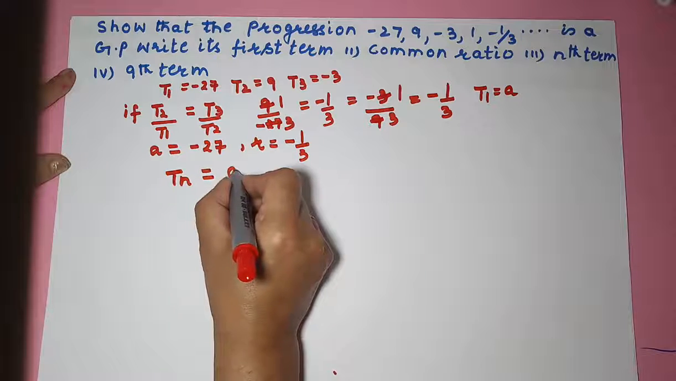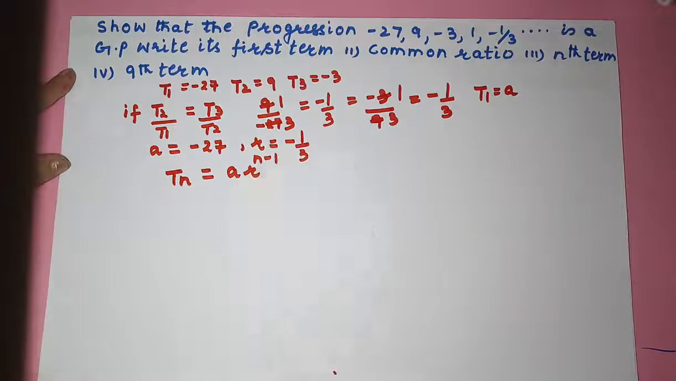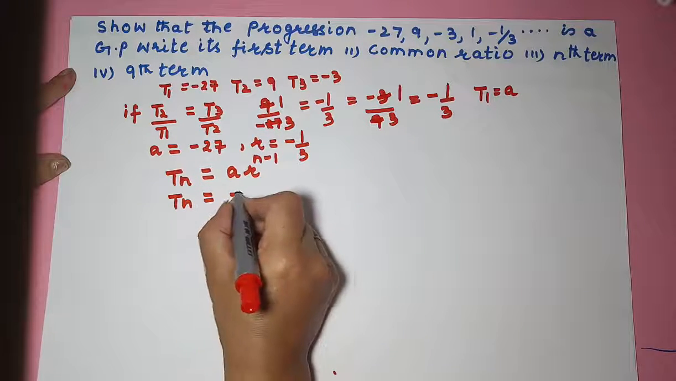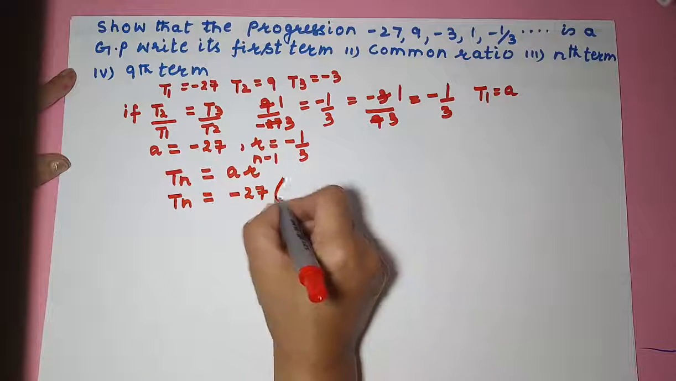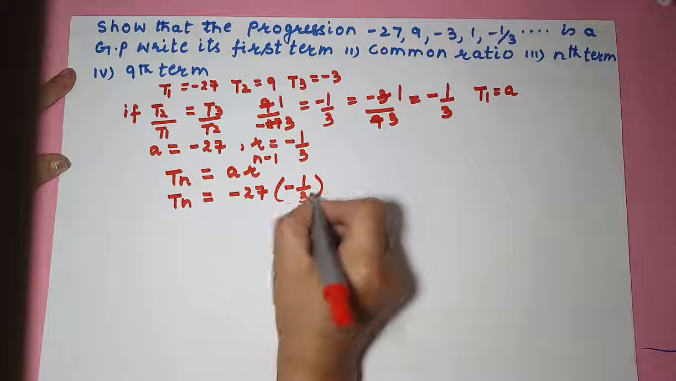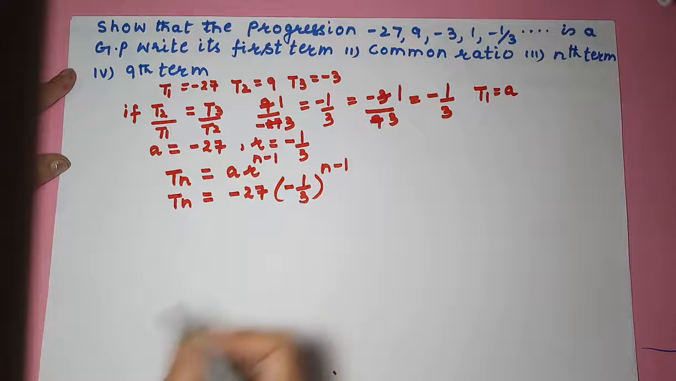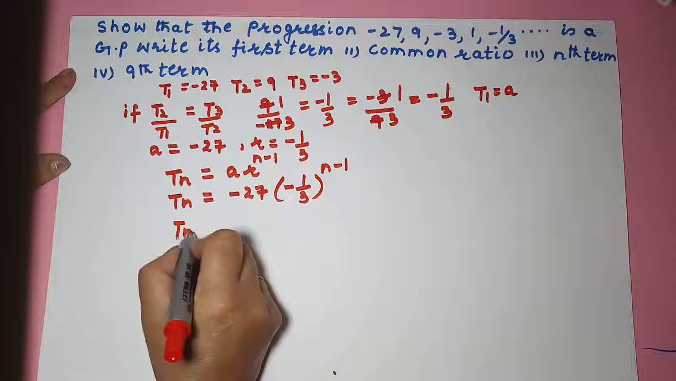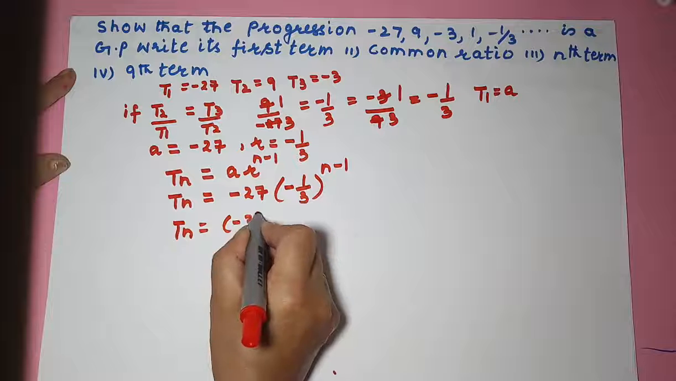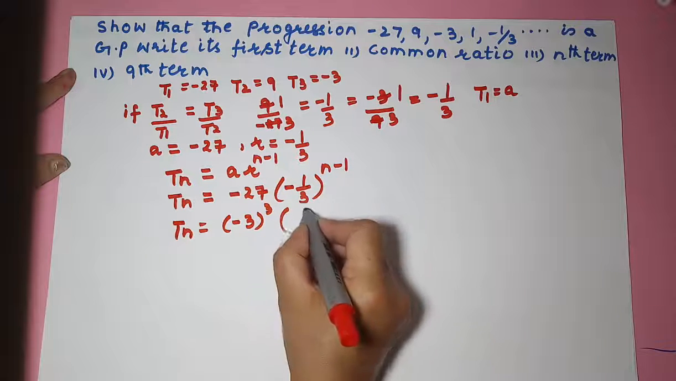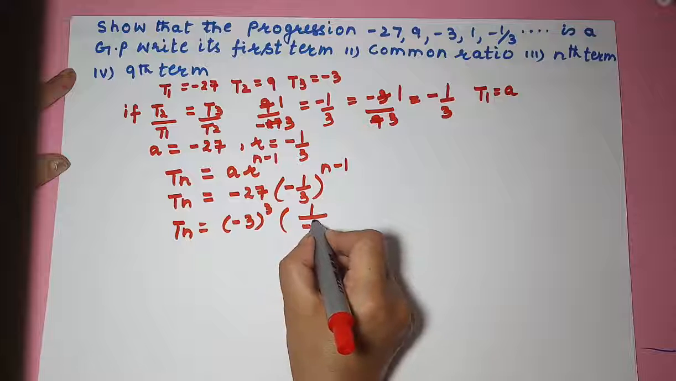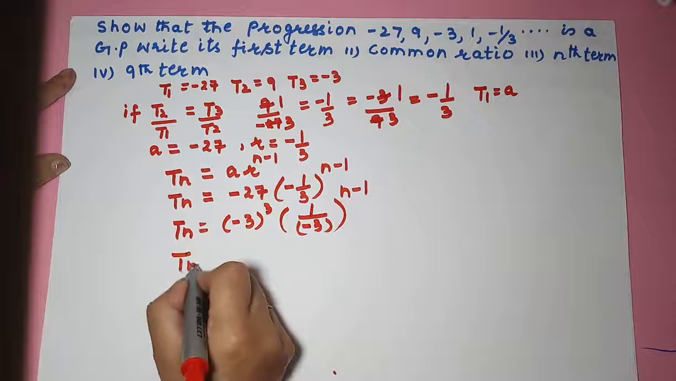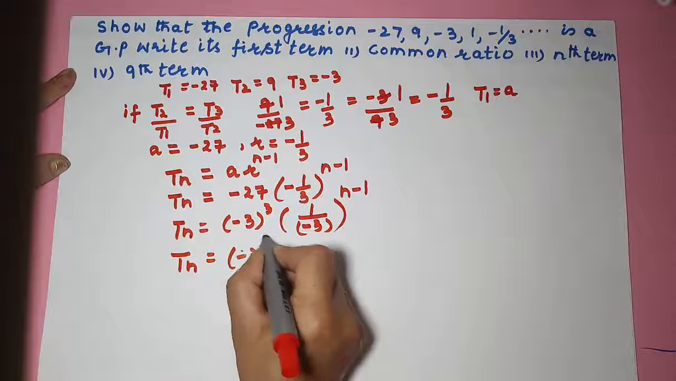What is the general term of GP? A R raised to n minus 1. Fine. So let me substitute the values of A and R here. A is minus 27. R is minus 1 by 3 whole raised to n minus 1. Now we can convert 27 in terms of 3. I can write this as minus 3 whole cube. And if you look at this, I will shift this minus here with 3. So this becomes n minus 1.